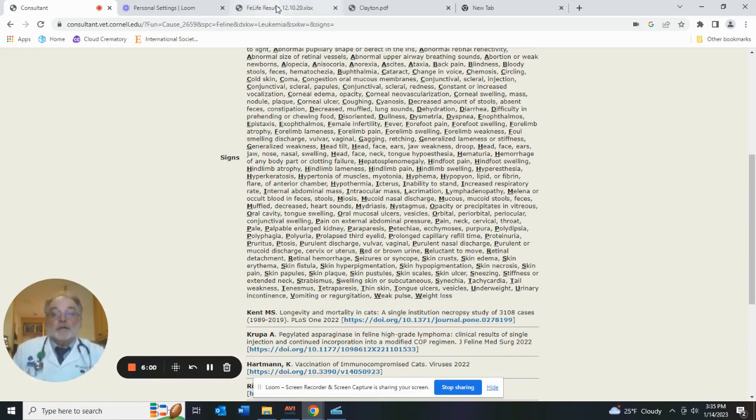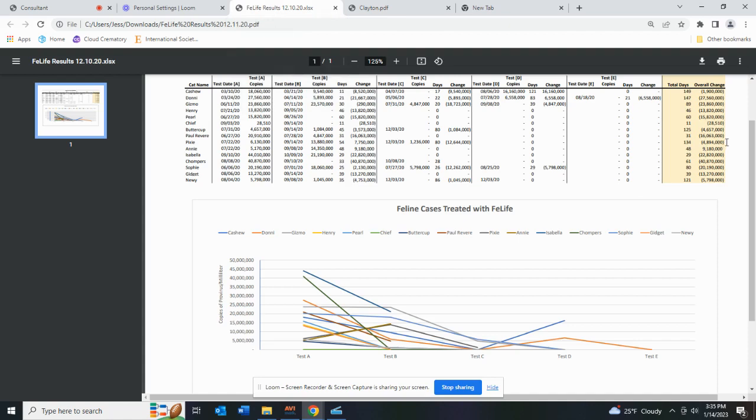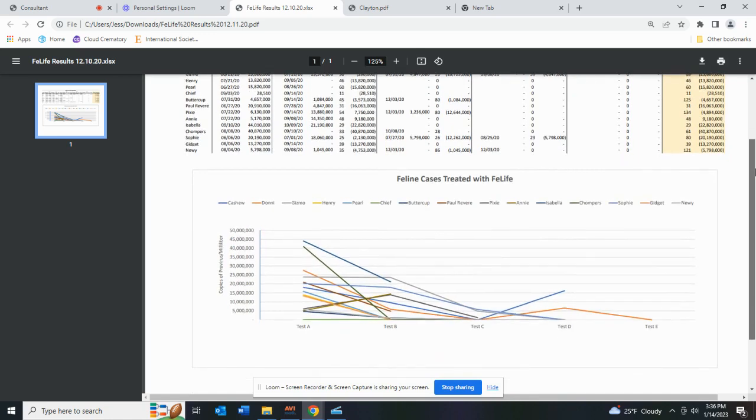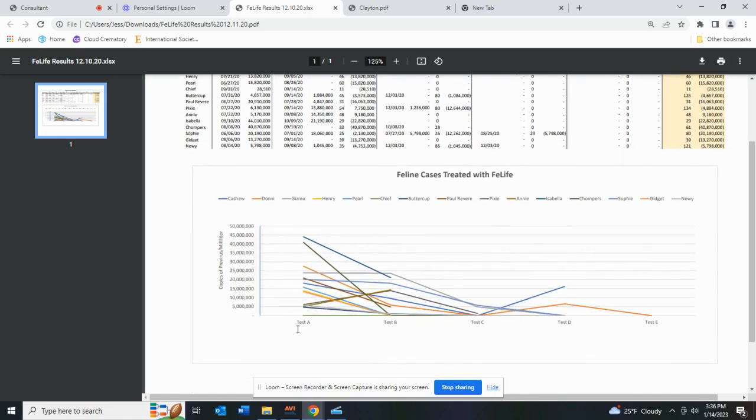So let's take a look here at these test results. Here is a graph that we made of the different cats we've tested. There's 15 of them here. If you can read the numbers, you essentially look at what happens as we test them. Here's the level where the provirus level starts out, and here you can see that they all went down except for one. This one went back up again, but with this cat, we could not get a clear answer from the owner as to whether or not they were giving FeLife to their cat.